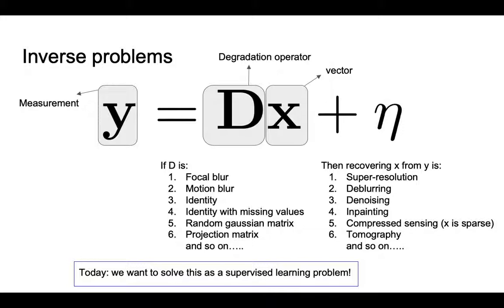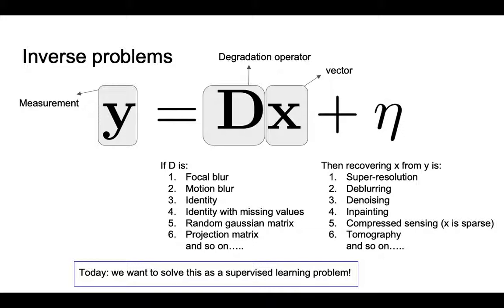If D is a focal blur, then it's a convolution operator with some diminishing Gaussian or something like that. Then the task of recovering is super resolution. If it's motion blur, then it's deblurring. If it's identity, then we're just doing denoising. If it's identity plus some missing values, then it's inpainting. And if it's a random Gaussian matrix, and if we say that X is sparse, then it becomes compressed sensing. So we discussed this in the last lecture. And if it's a projection matrix, then recovering X is basically doing tomography, and so on.